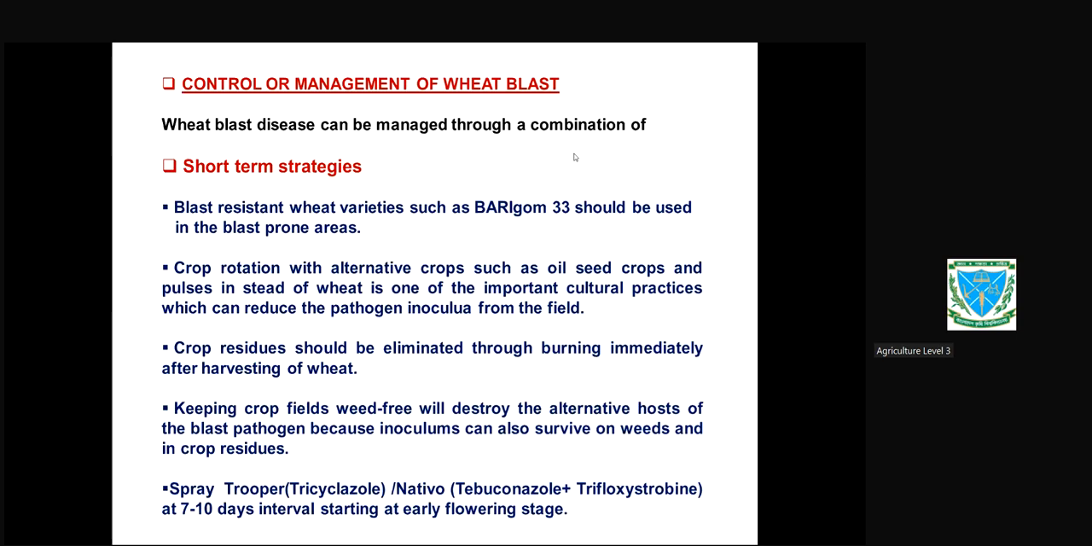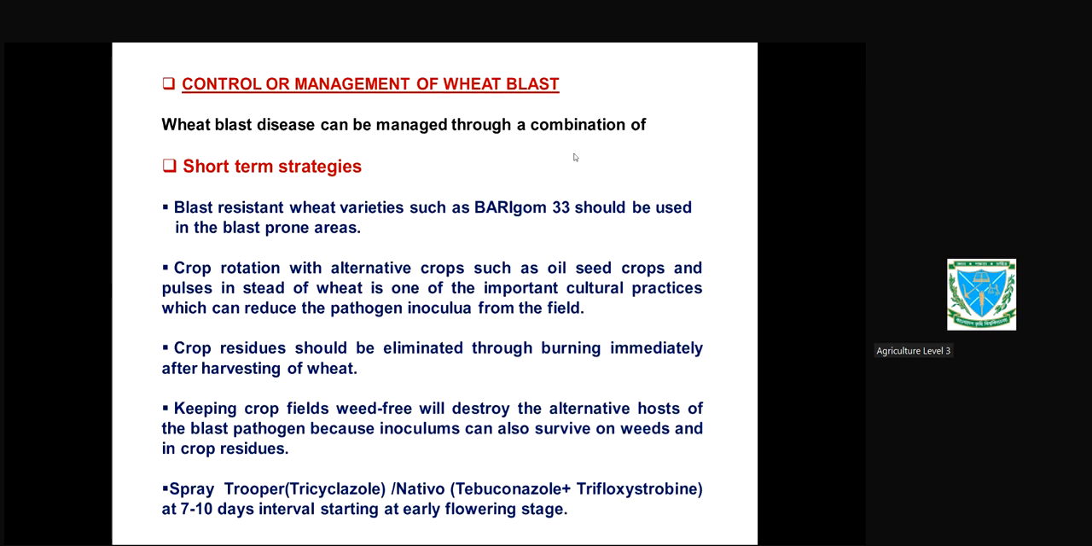Residues may serve as inoculum, right, as I mentioned in the disease cycle. So you can eliminate this by burning. After harvesting the crop, burning the crop residues is one of the important cultural approaches. And you have to keep your field weed free. So keeping crop fields weed free. If weeds serve as alternative host, you can remove these weeds so that you can avoid the inoculum in the field.